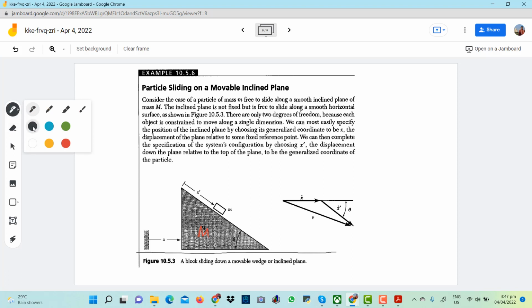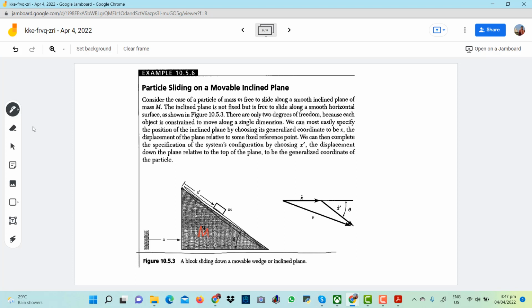The original degrees of freedom is 6, but I have four holonomic constraints. Okay? For the inclined plane, I have y equals 0, z equals 0, and for the mass particle m, the small one, I have the constraint z equals 0 as well.